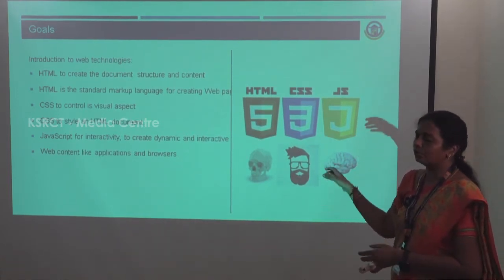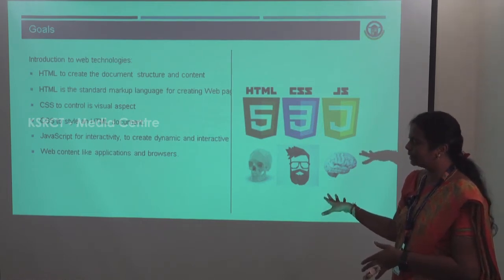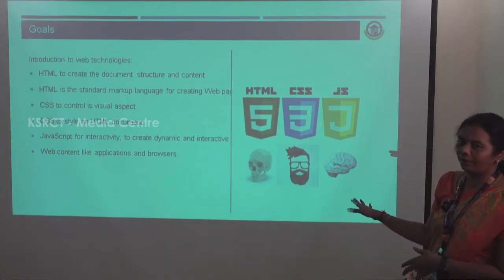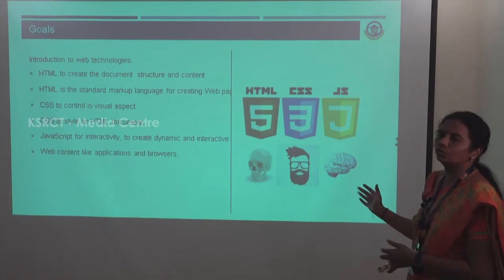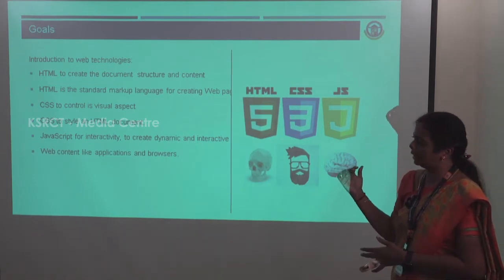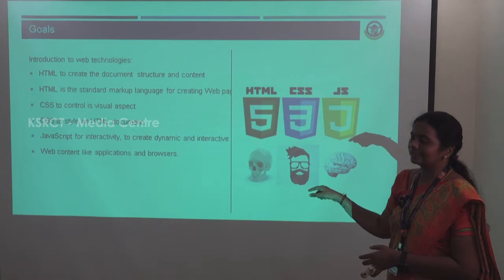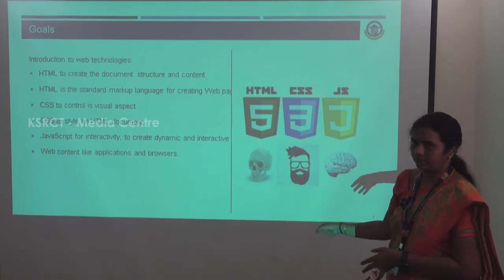Here, HTML is used to create the structure of the web page. CSS is used to control the web page and give the style to the HTML document we have created. And JavaScript is used to interact between the HTML and the CSS. It is acting as the intermediate between the HTML and the CSS.